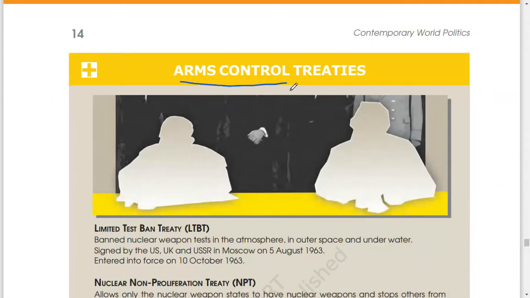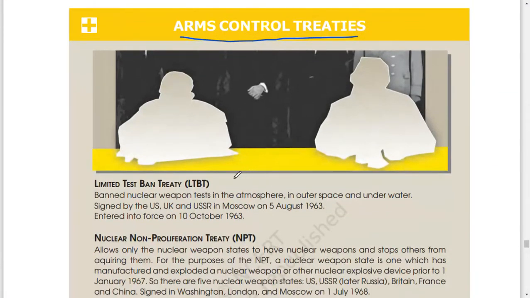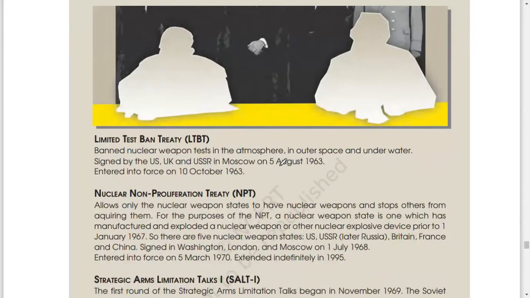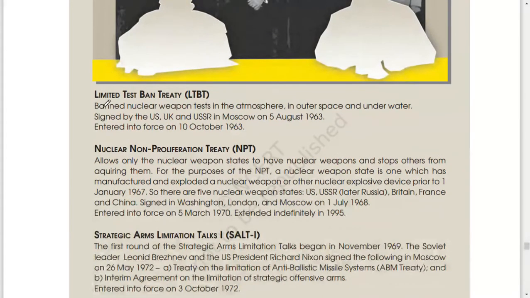Arms control treaties. The Limited Test Ban Treaty (LTBT) banned nuclear weapon tests in the atmosphere, in outer space, and underwater. Signed by the US, UK, and USSR in Moscow on 5 August 1963, it entered into force on 10 October 1963.